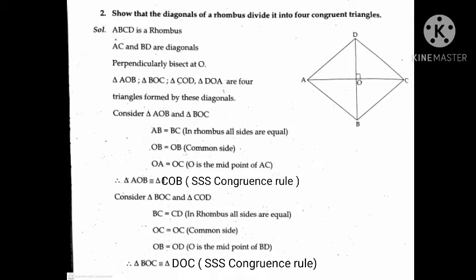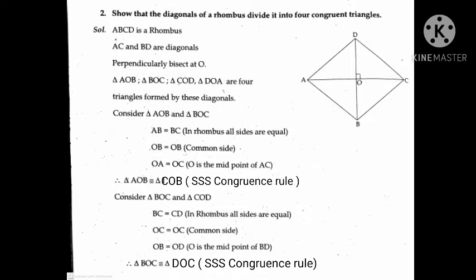Second question. Show that the diagonals of a rhombus divide it into four congruent triangles. Solution. ABCD is a rhombus and AC, BD are two diagonals of rhombus ABCD, and also these two diagonals are perpendicular and bisect each other at O. Therefore, triangle AOB, triangle BOC, triangle COD and triangle DOA are the four triangles formed by these diagonals.